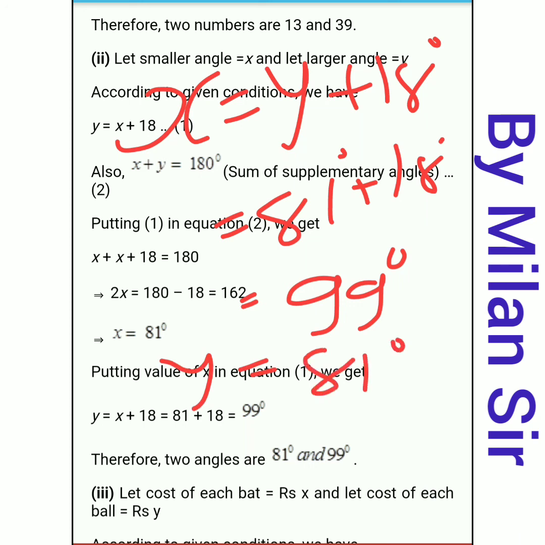Now x is our larger angle. So at last we need to write: larger angle is equal to 99 degrees and smaller angle is equal to 81 degrees.